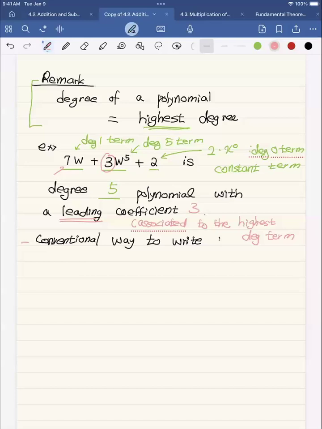The conventional way to write this polynomial will be, since the highest degree term is degree 5, 3w to the 5th power plus the next one, 7w plus 2.